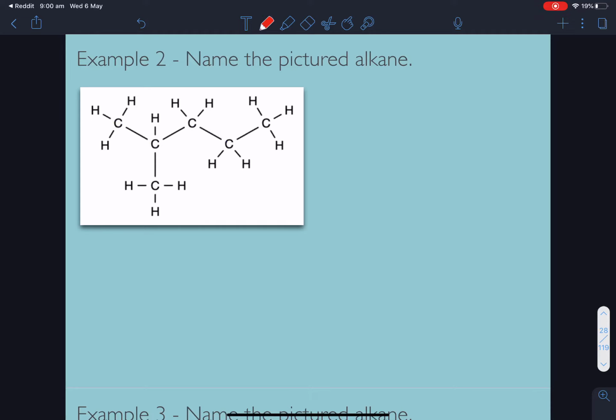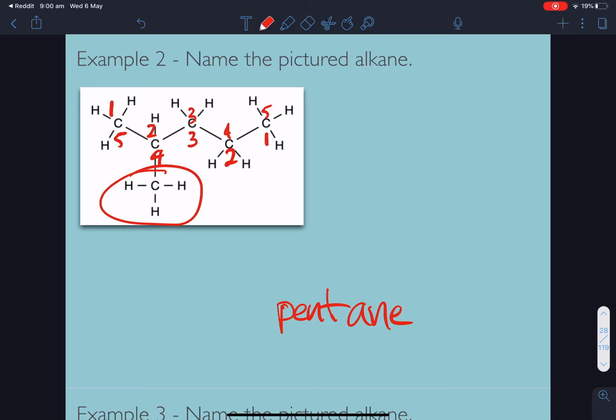Okay, what I'm going to do is, I deleted my ane at the end. To make it simple, just name this 1, 2, 3, 4, 5. The other option is I can name it 1, 2, 3, 4, 5. So I've definitely got a pentane because it's 5 long. Now, I've designated this as a branch, and it's 1 carbon long, so it's a methyl branch. So we've got a methylpentane.